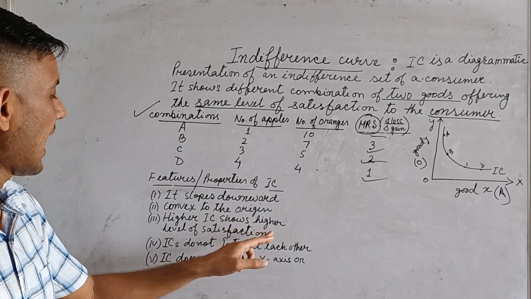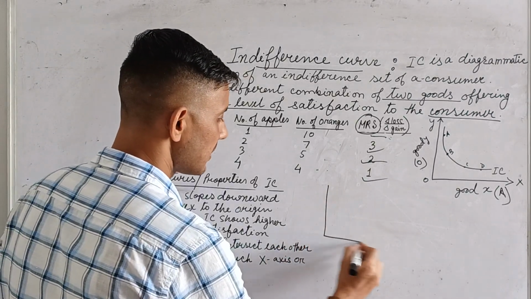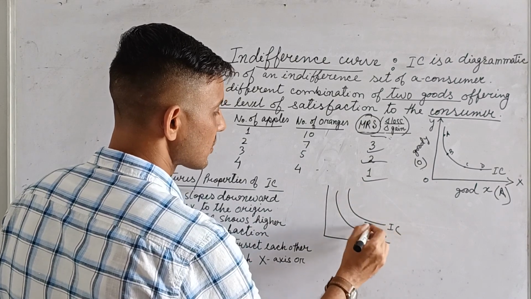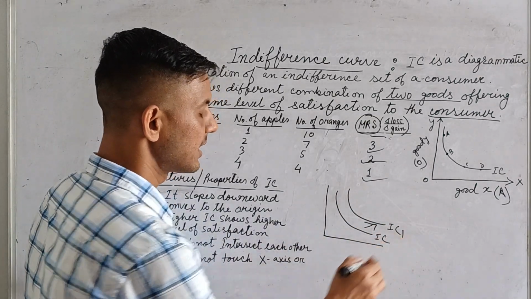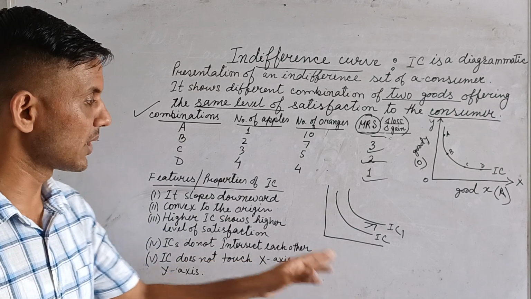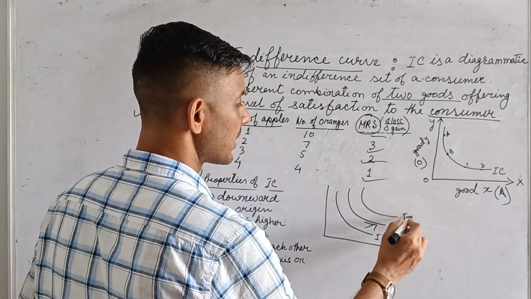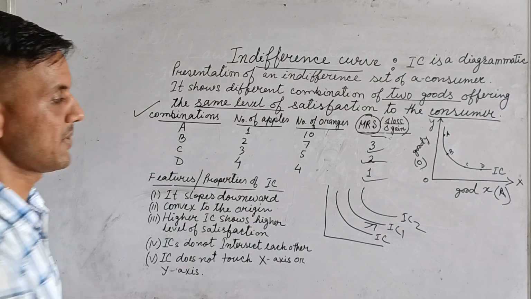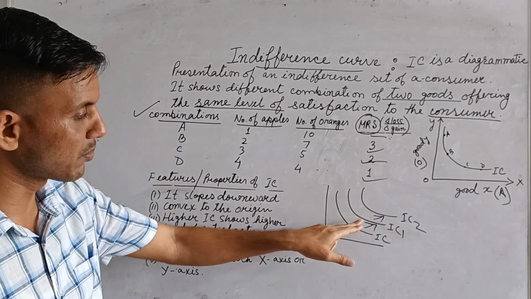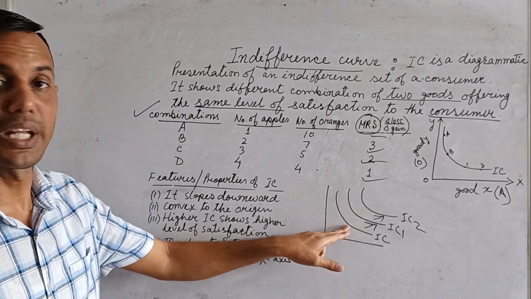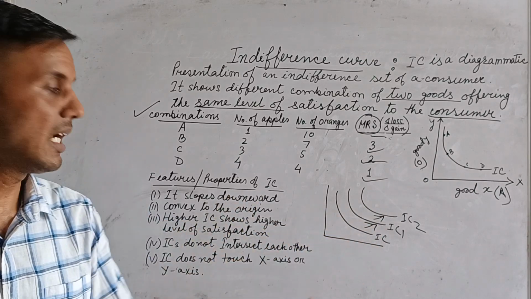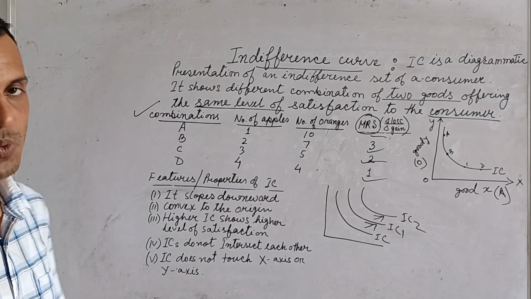A higher IC shows a higher level of satisfaction. For example, see, this one is the indifference curve IC, and this one is another IC. This IC1 curve is above this indifference curve. So it means a higher indifference curve represents a higher level of satisfaction. It means IC1 is giving more satisfaction than IC, and IC2 is giving more satisfaction than IC1. Why?